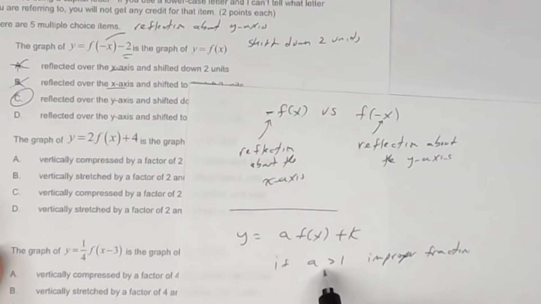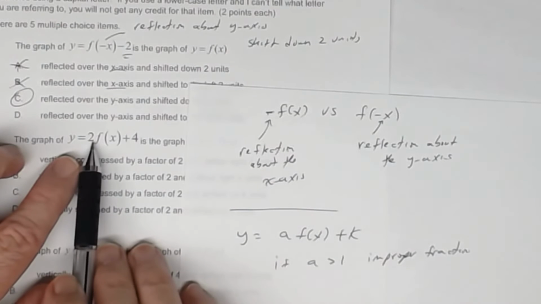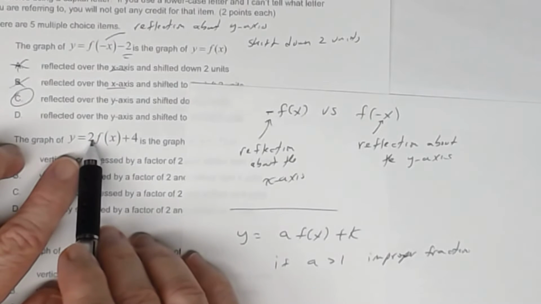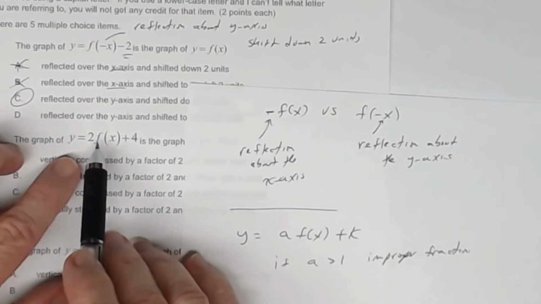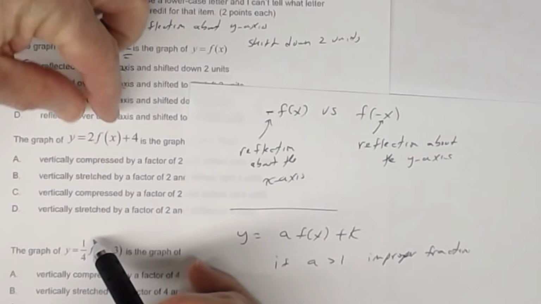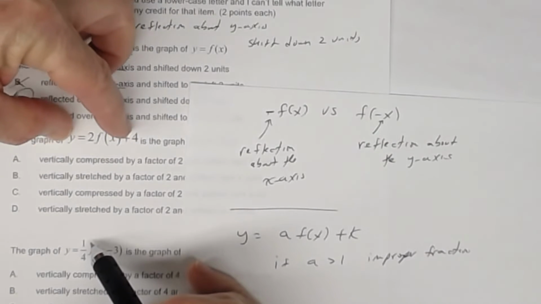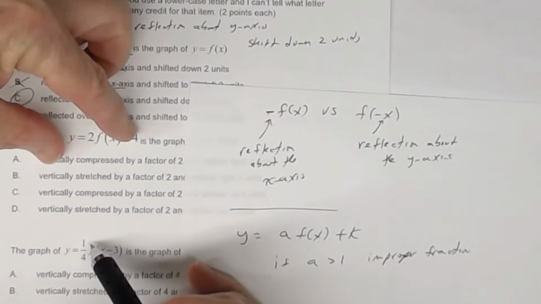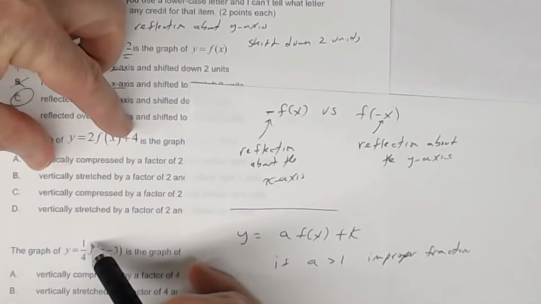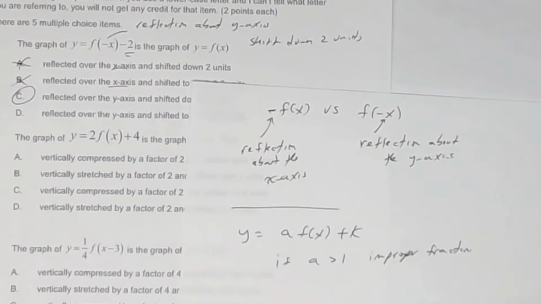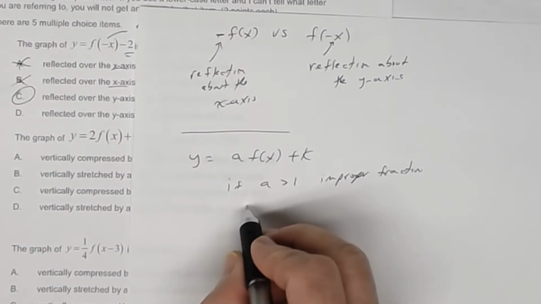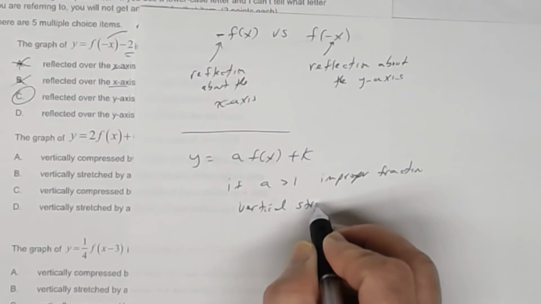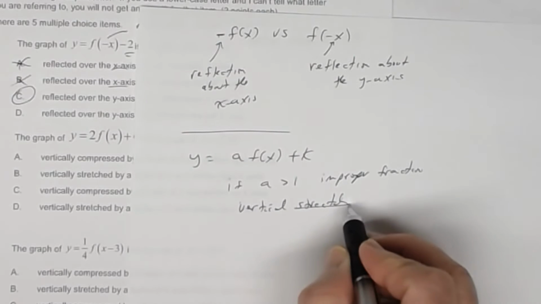All right. So if a is greater than 1, in this case it's 2. So you're taking all these y values and multiplying them by 2, okay? Which means you're pulling it away from the x-axis, meaning you're stretching that function, okay? So if a is greater than 1, you have a vertical stretch.